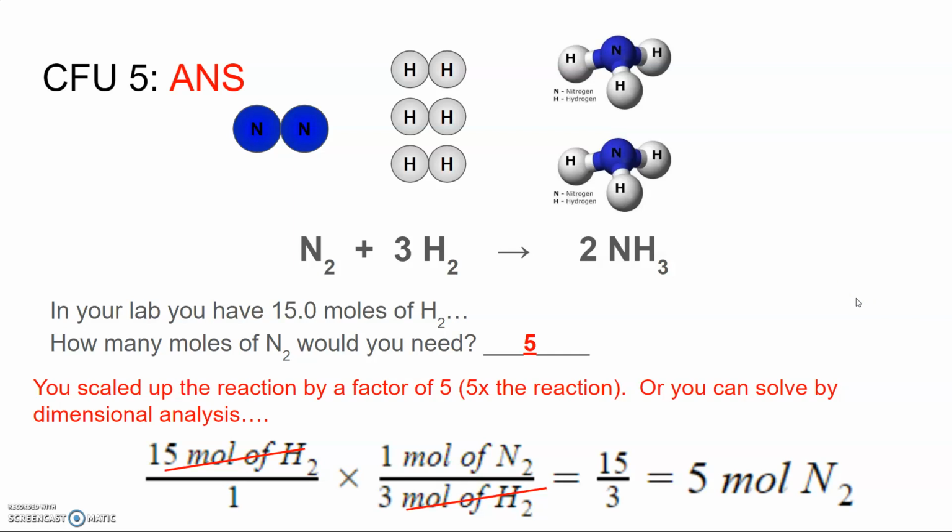The answer is 5. So in this example, what you did was you scaled up the reaction by 5. And the reason why we know that is because the recipe, or the chemical equation, calls for 3 moles of H2, but you have 15 moles of H2. So to go from 3 to 15, you had to multiply the moles of H2 by 5. That means you have to multiply the moles of N2, that 1 mole of N2, by 5 as well.